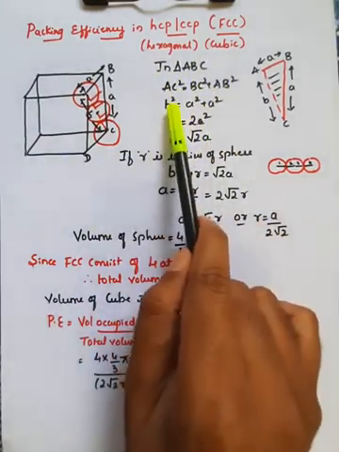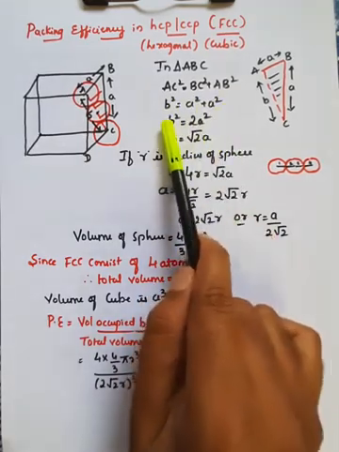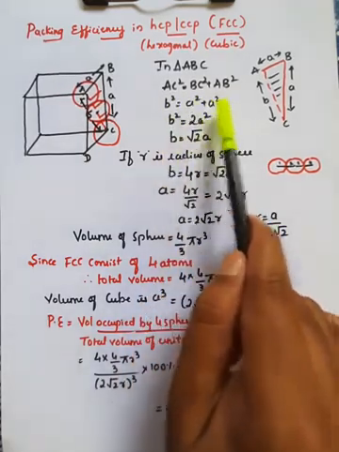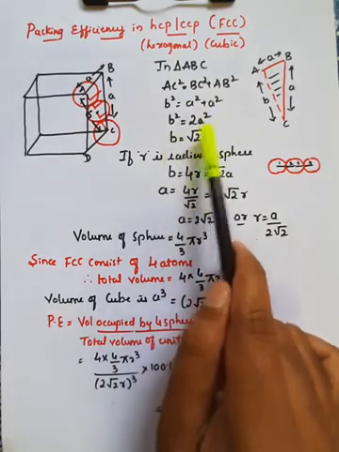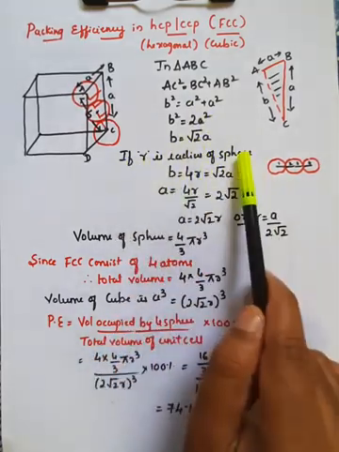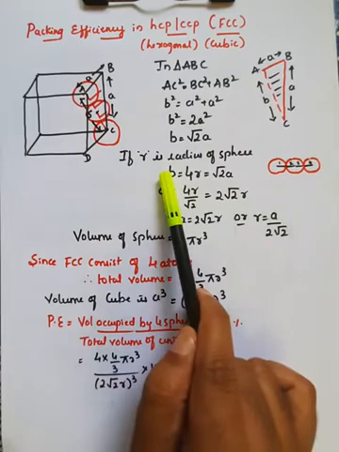Therefore B square is equal to A square plus A square. B square is equal to 2 times the A square. If you add A square and A square, it will be 2 times the A square. B is equal to root 2 into A. If R is the radius of the sphere, there are 3 spheres. Therefore B is equal to 4R.